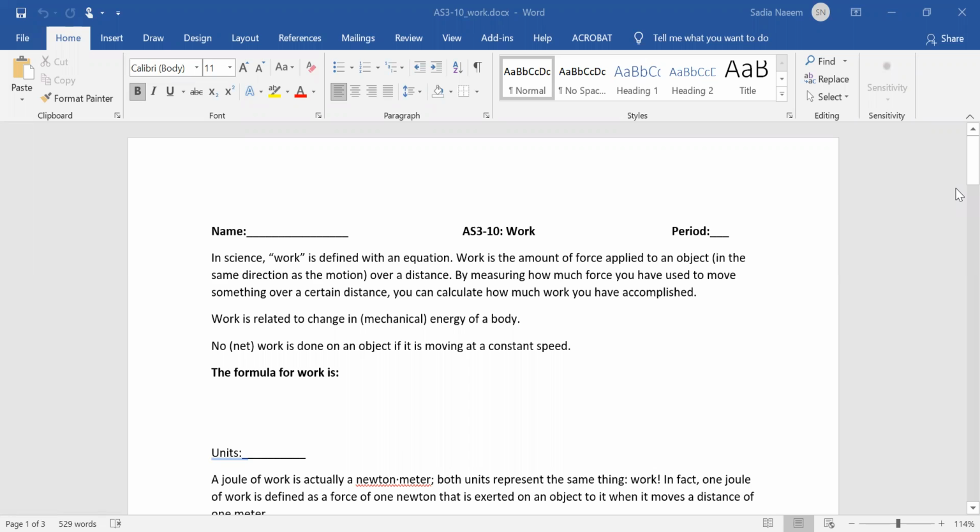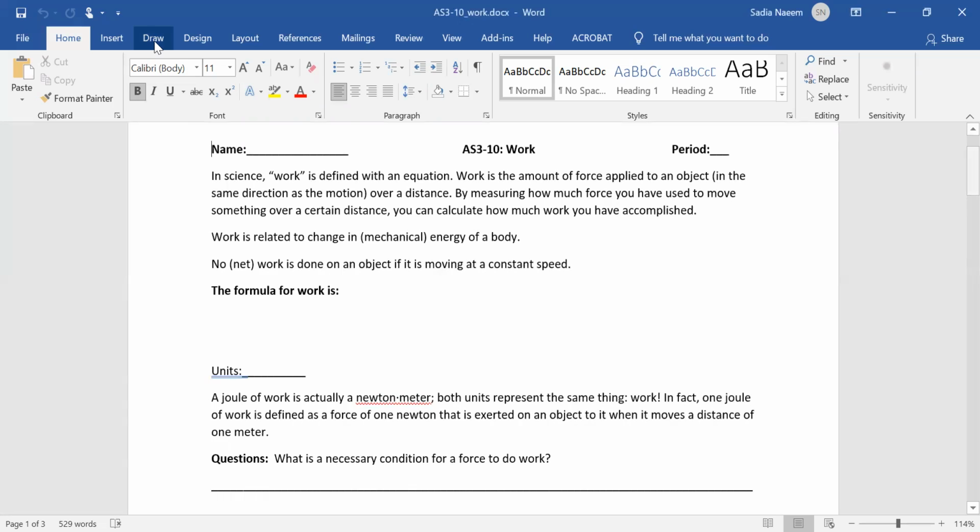Work is done on an object whenever the energy of an object changes, or to be more precise, the mechanical energy. The energy of an object can include kinetic as well as potential energy. So if the energy doesn't change, then the work is not done. That's how work is defined in physics. It's always associated with the change in the energy.